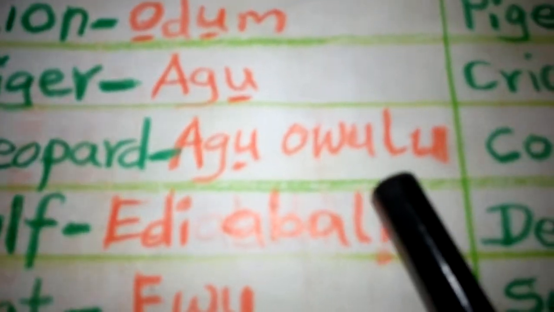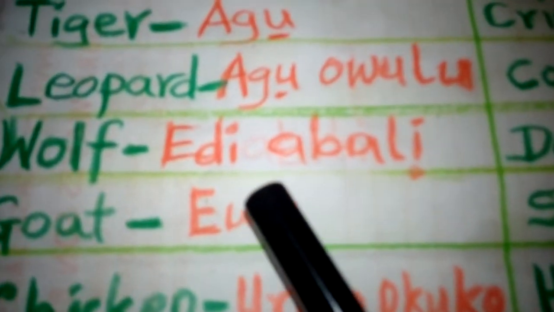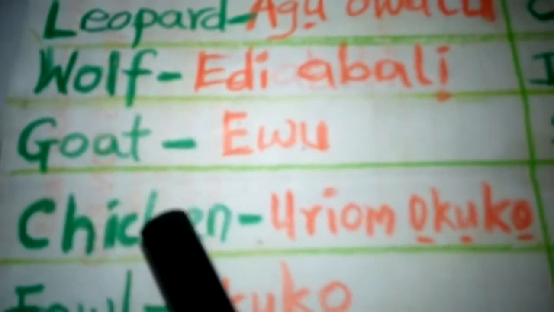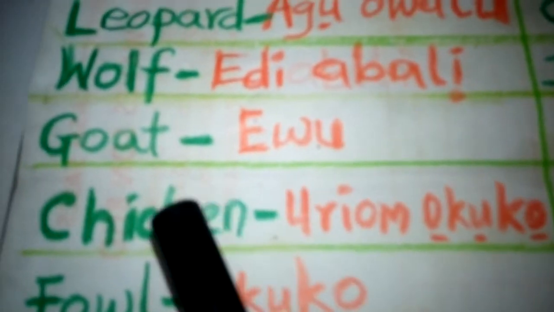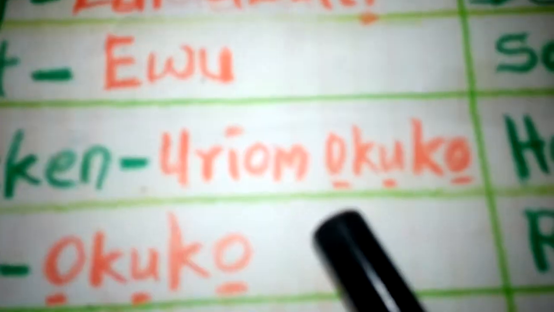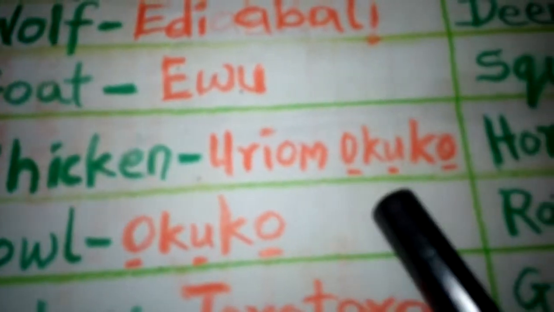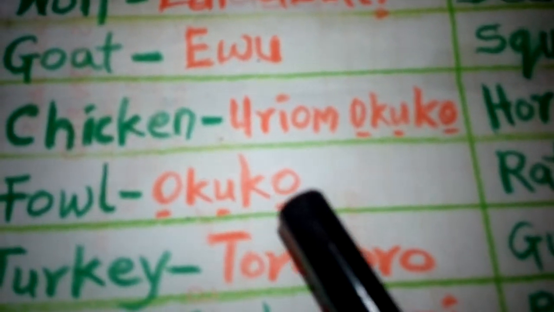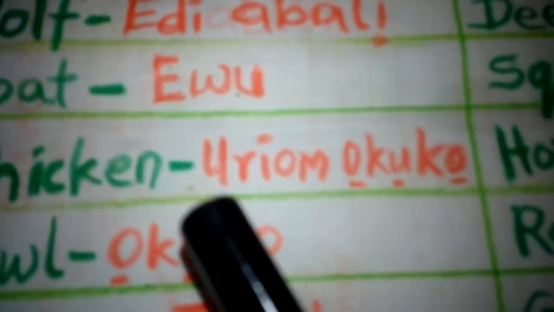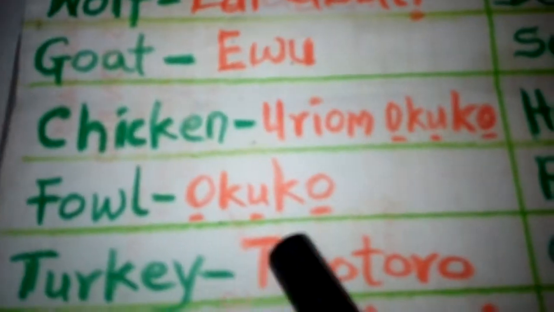Leopard, agu owuru. Wolf, edi abali. Goat, ewu. Chicken, uriomo okoko, or you say nwa okoko. The real thing is uriomo okoko. When you want to speak very deep Igbo, you say uriomo okoko. It means nwa okoko.